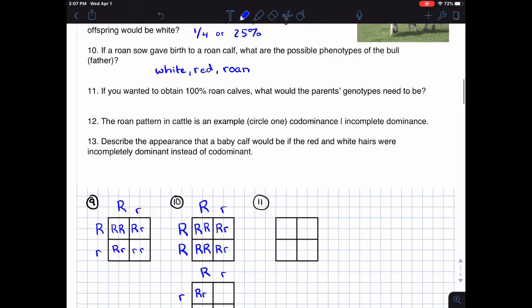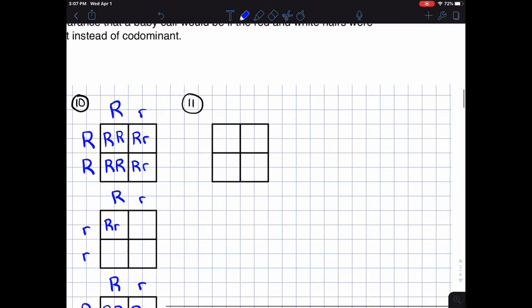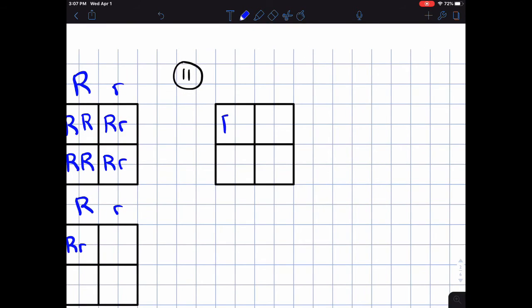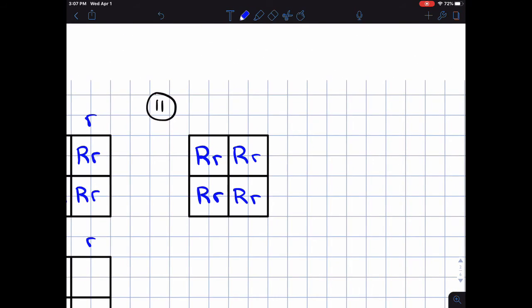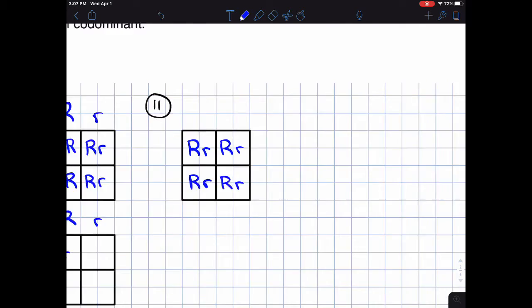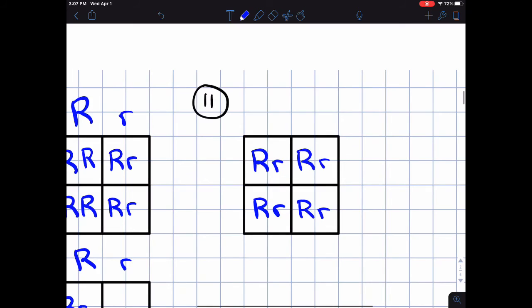Number 11. If you would like to obtain 100% roan calves, what would the parents' genotypes need to be? So for 100% roan calves, to solve that with a Punnett square, we have to figure out that all of these are capital R, lowercase r. That means that one parent is passing down the capital R all of the time, and one parent is passing down the lowercase r all of the time. So the parents' genotypes would need to be white and red.